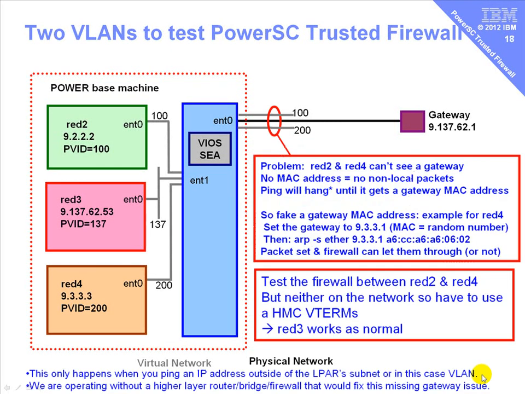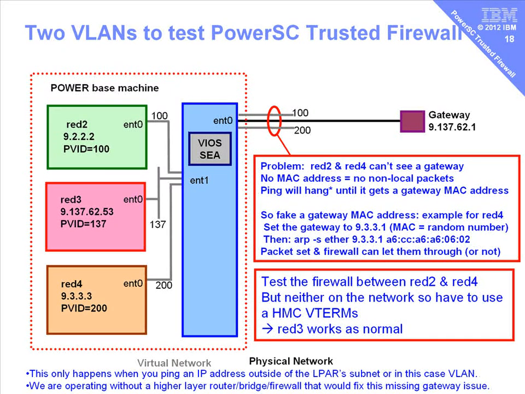Next, I learnt quite a lot at this stage because I didn't really understand this about networking. So this VLAN 100 and 200 are working without a gateway. They can't send packets out because there's nothing connected to those particular VLANs. This means that we can prove when we're moving packets between VLAN 100 and 200 that this is actually going over the trusted firewall. The reason why it won't send packets externally to red 2 and red 4 is because it can't find a MAC address for the gateway. For example, if you do a ping, it will just hang until it finds a gateway MAC address.